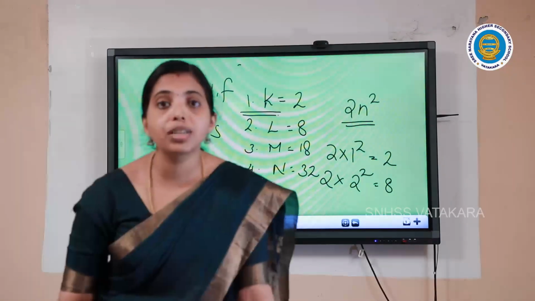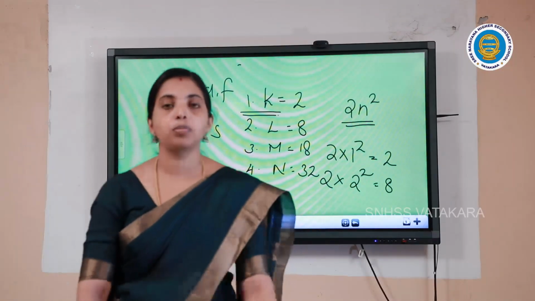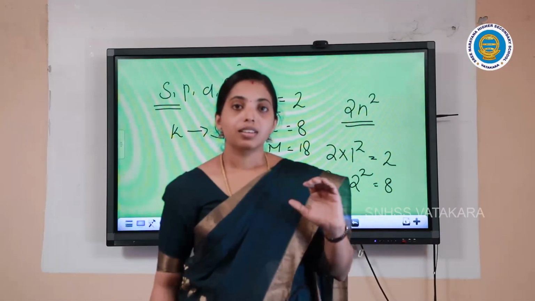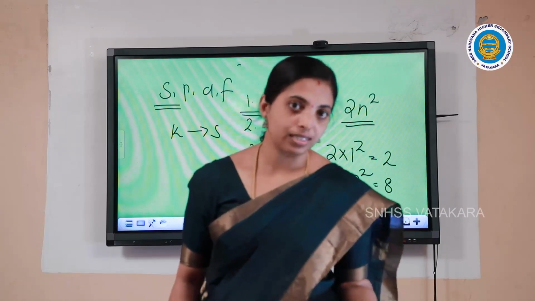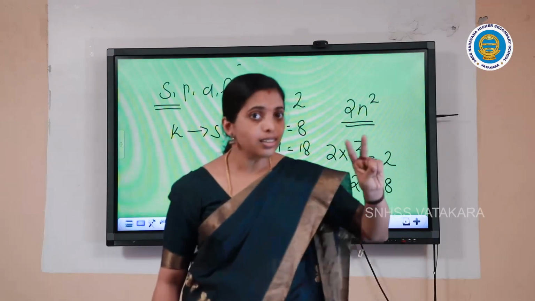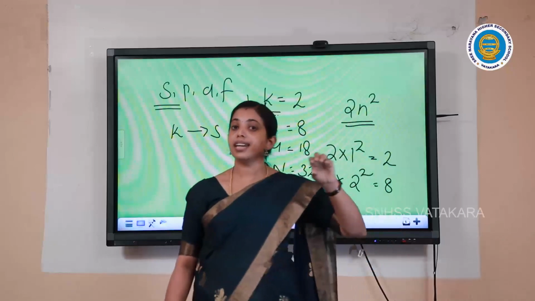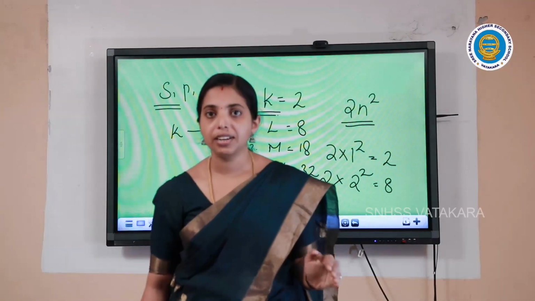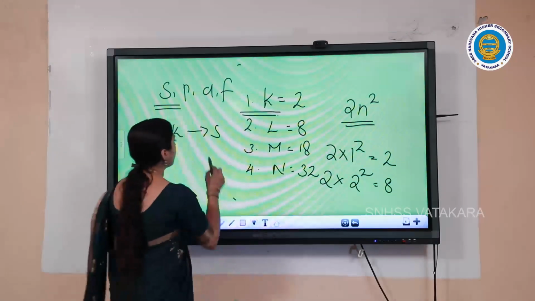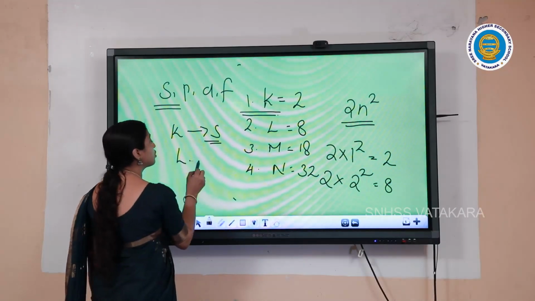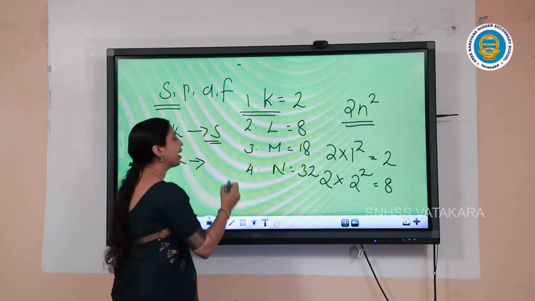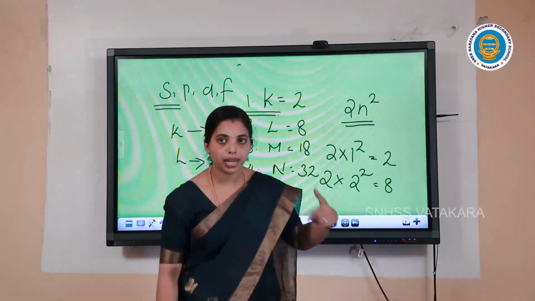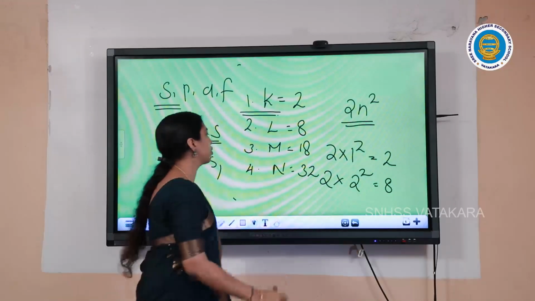Which is the position of L shell? Second position. L shell has 2 subshells because L is the second shell. Which are they? S is already here, so L has 2 subshells. Which are they? S and the next subshell is P. Very good, P.